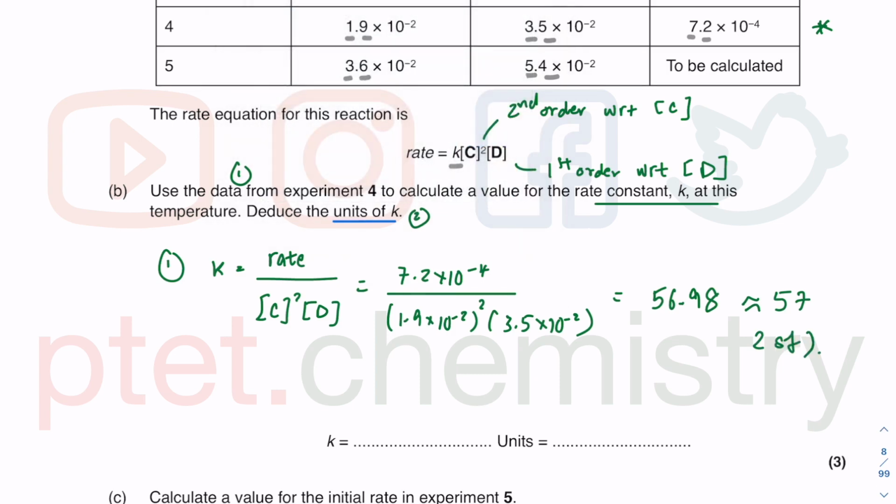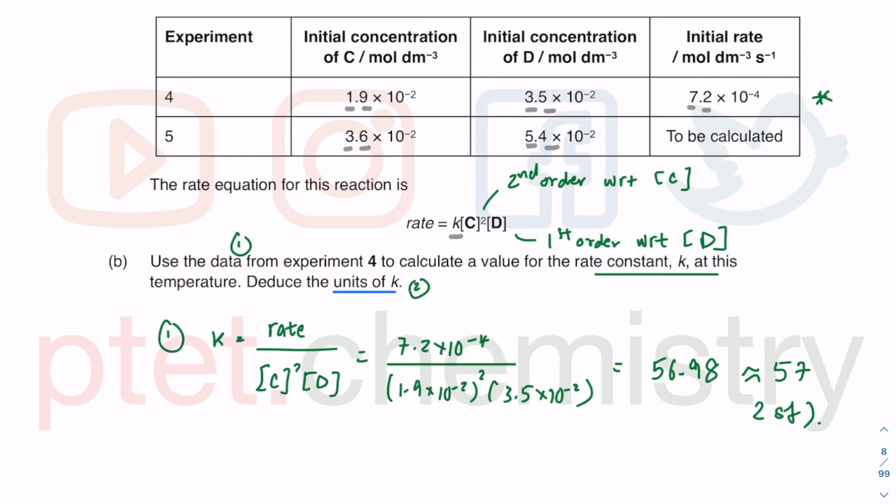So in terms of the units, what do we have on top here? We had the rate, mole per dm cube per second. I should probably just write down the unit there. Mole per dm cube per second, dividing that by mole per dm cube, the whole thing square, and then mole per dm cube for the concentration of D.